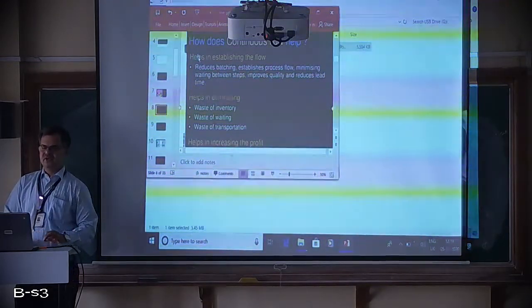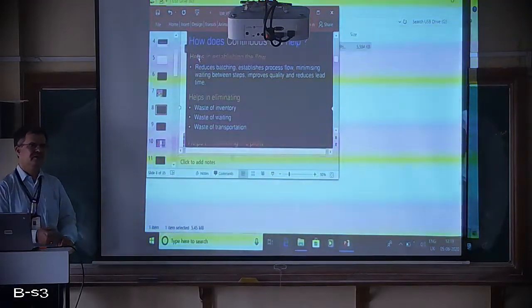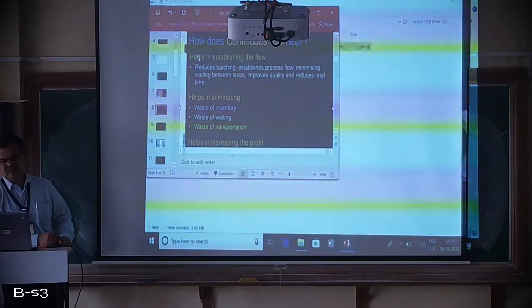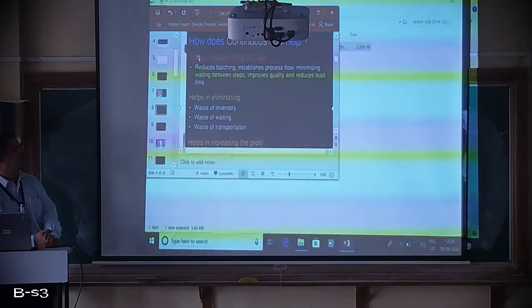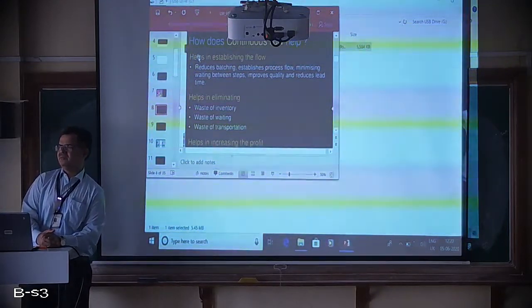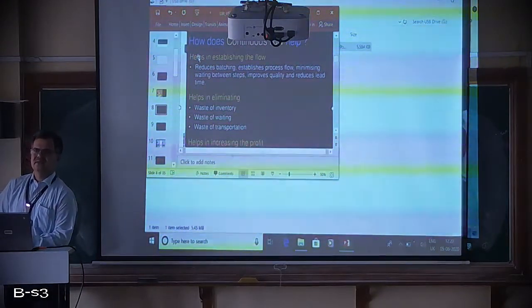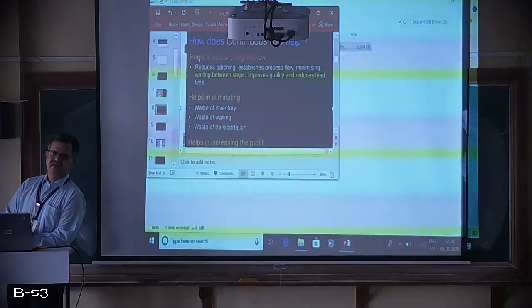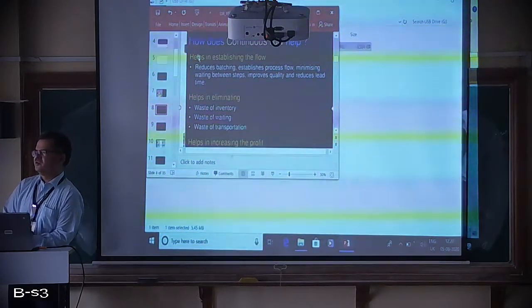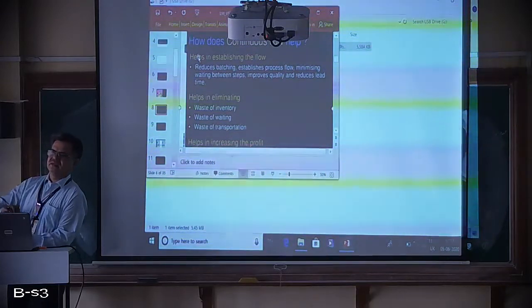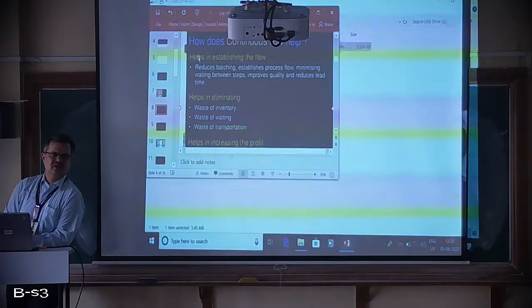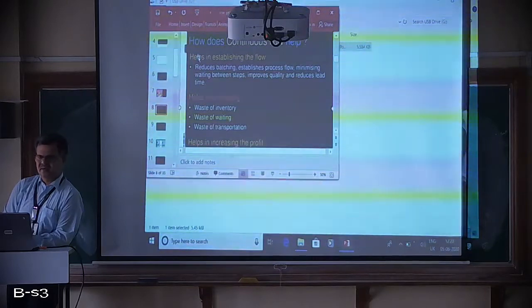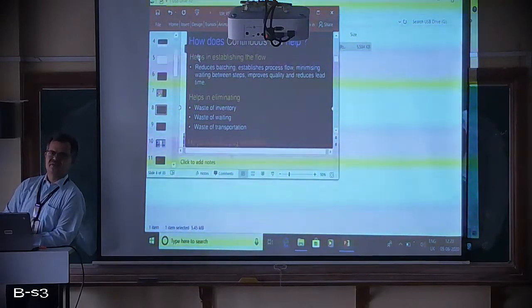Just like with 5S, how does continuous flow help? One, of course, it helps in establishing the flow. It's very important not to interrupt the flow between workstations or between work centers. There should be a continuous flow of WIP. Once the processing starts, it has to move continuously without any interruption.